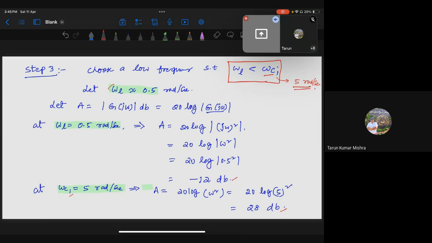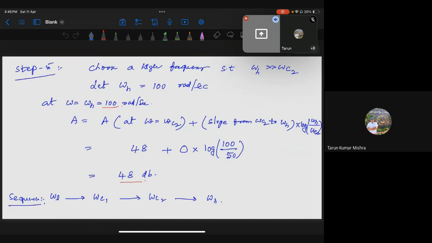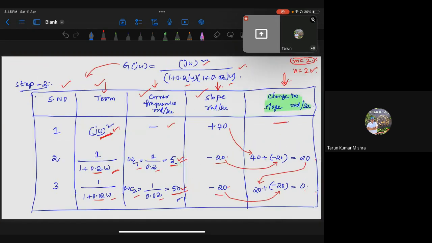Then we take 5. Then we take 10. Then we take a frequency which is far greater than omega C2. That is, omega C2 is how much? 50.